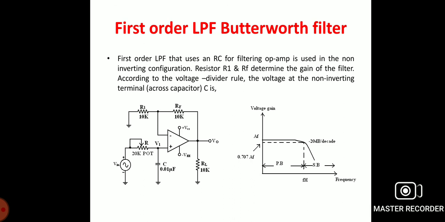The first order and second order high pass filters can be formed from the low pass filters by interchanging the frequency-determining resistance and capacitance values. In this way we can obtain the first order and second order low pass and high pass filters.